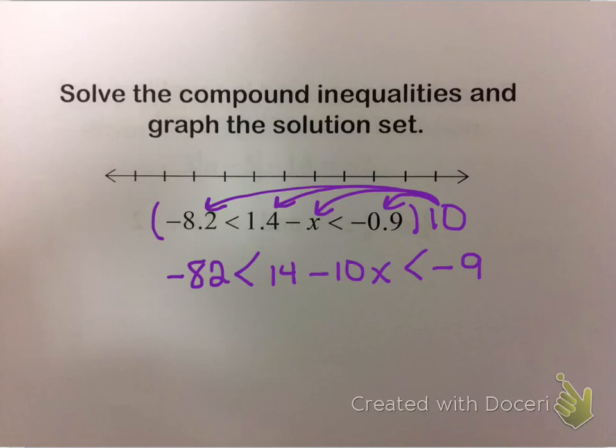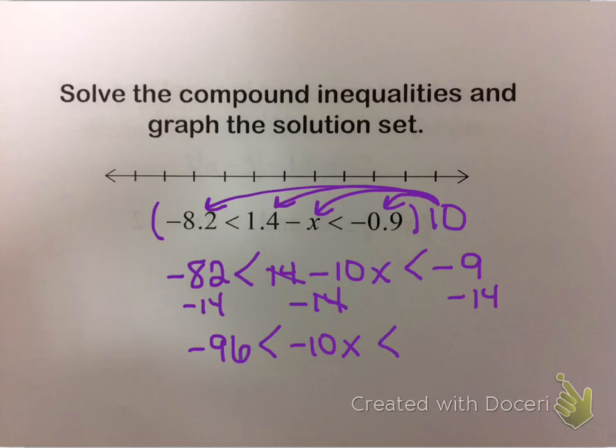Okay, so now I can more easily solve it. So I'm going to go ahead and subtract 14 from all 3 parts. Like that, it gets rid of the 14 here. So I have negative 10x in the middle. I have negative 96 there. And I have negative 23 there. And then I divide everything by negative 10.